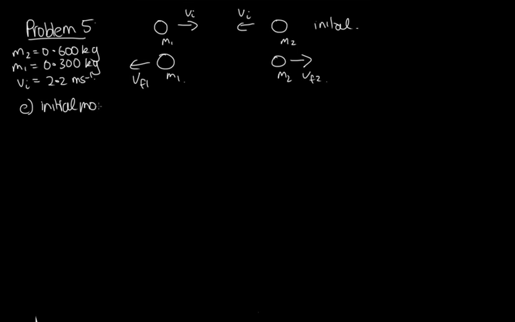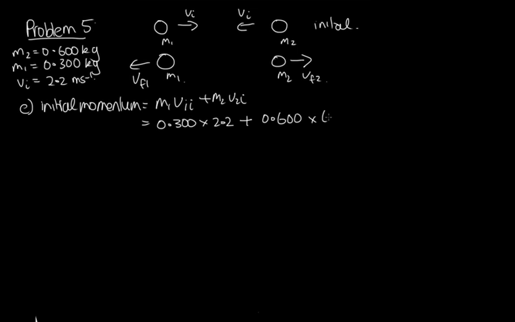And so part E asks us to calculate the initial momentum of the system. So the initial momentum is equal to m1 v1 initial plus m2 v2 initial, and so this is equal to 0.300 times 2.2 because it's going to the right, so this is positive, plus 0.600 times minus 2.2 going to the left, so this one's negative. So solving that one on the calculator, we end up with minus 0.66 kilogram meters per second. Or you could put it as Newton seconds if you want, and the negative indicates that it's going to the left.